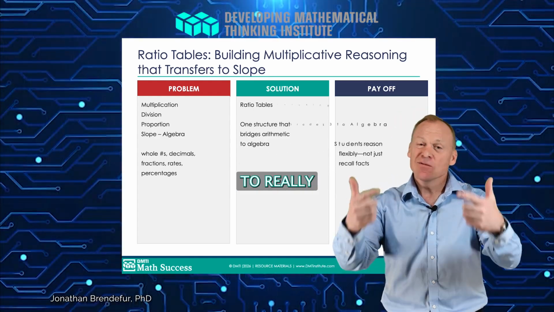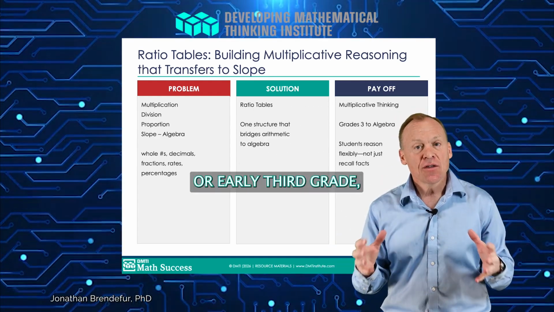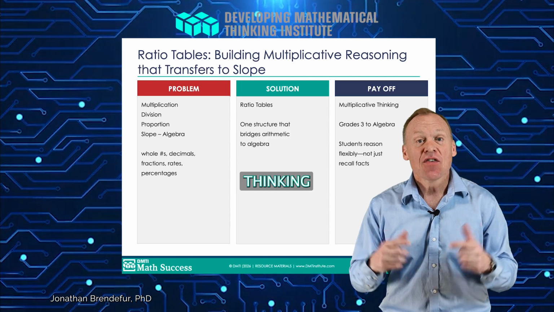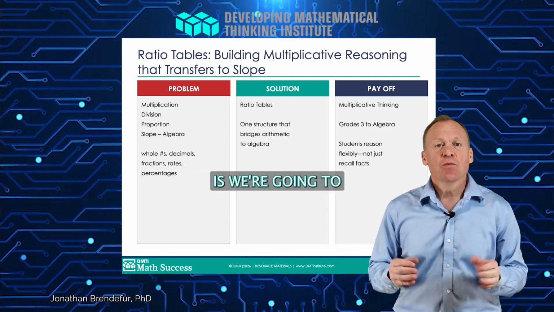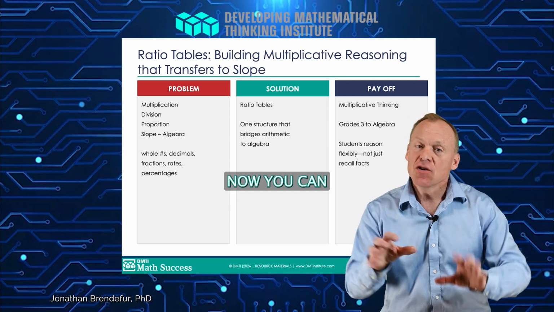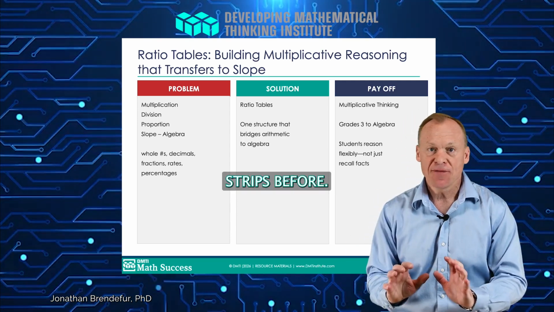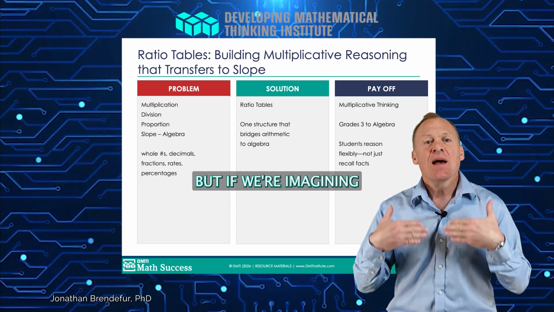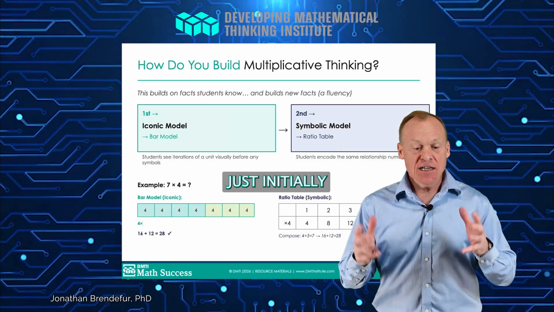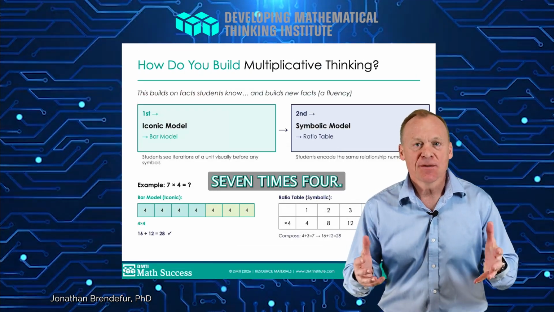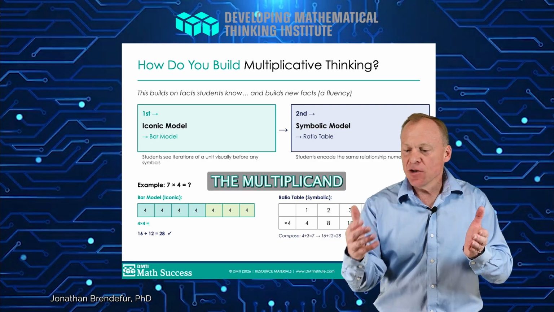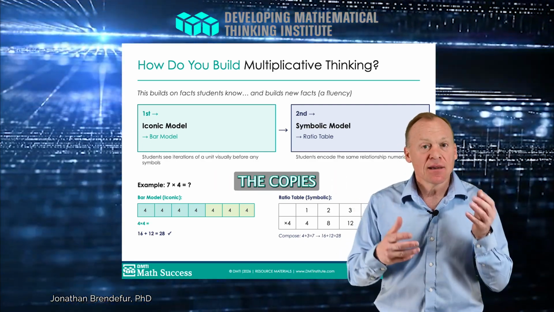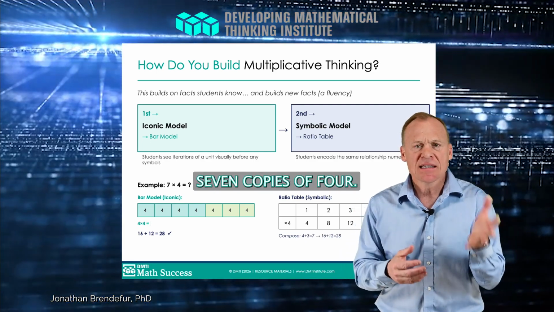So if we're going to go back to really end of second grade or early third grade, we want kids to start thinking about multiplication. And so one of the first things we're going to do is use a visual model. Now you can enact this out with paper strips before, that's awesome. But if we're imagining the bar model, just initially, if the fact 7 times 4. So what that means is 7, the multiplier, times the multiplicand, usually it's the iteration, the copies of some type of unit. So we're thinking 7 copies of 4.